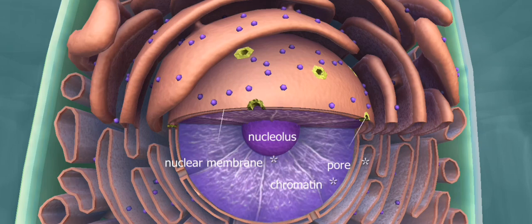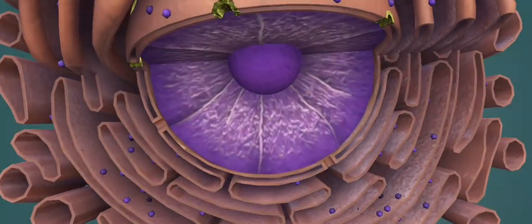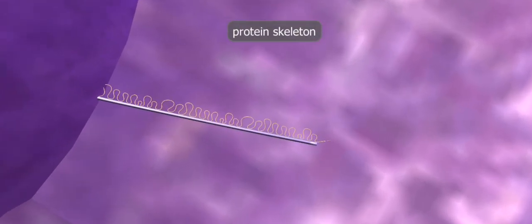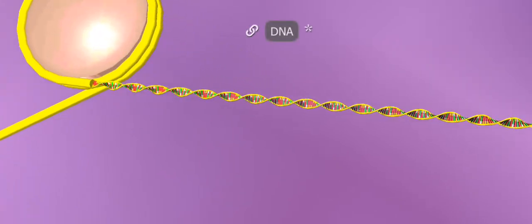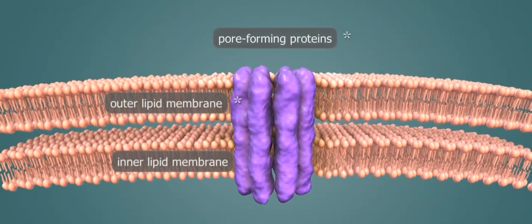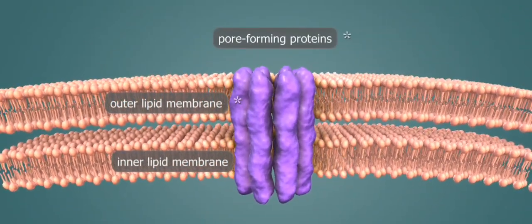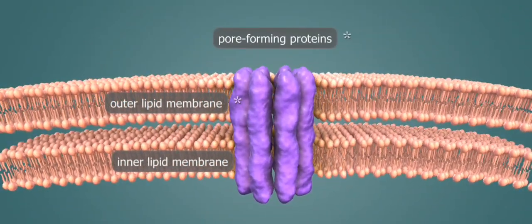The nucleus is enclosed by the nuclear membrane. It contains the nucleolus, where ribosomes are produced. The content of the nucleus is made up mostly of chromatin. Chromatin consists of DNA coiled onto histone proteins. DNA encodes proteins. Thus, it is responsible for the properties of cells and the entire organism.